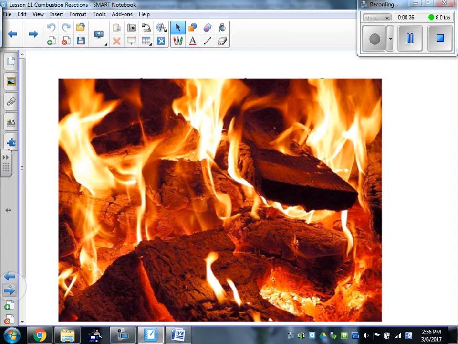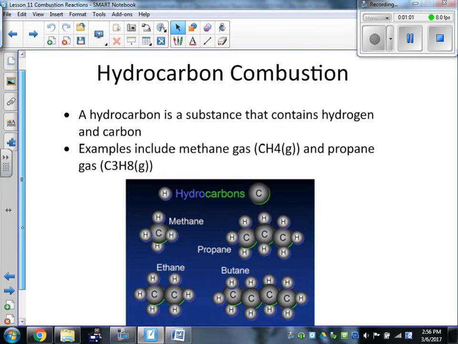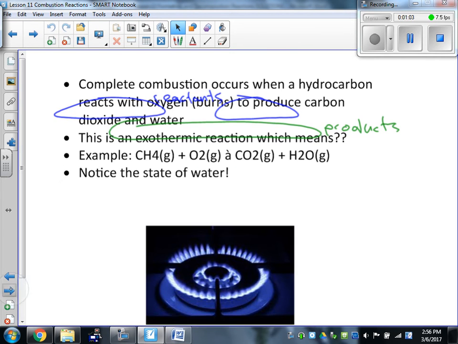So, a hydrocarbon combustion. In science here, we only have two atoms that we really need to worry about, and they're called hydrocarbons: hydrogens and carbons. Some examples include methane gas, which is CH4, and propane, which you would use on your barbecue, for example, which is C3H8. Some other ones are listed there for you. I didn't put that in the notes; it's not a big deal.